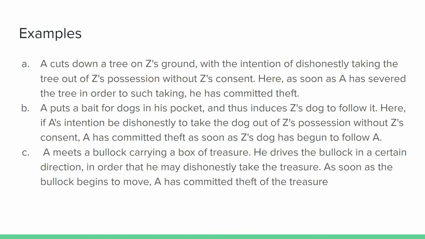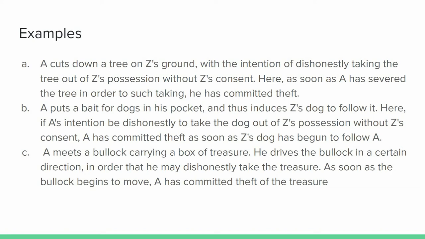Let's come to the second example. A puts a bait for dogs in his pocket. A has put a bait for a dog in his pocket and he has induced Z's dog by putting that bait, or some roti, in order to induce Z's dog to follow A. Here, if A's intention be dishonestly to take the dog out of Z's possession without Z's consent, A has committed theft as soon as Z's dog has begun to follow. As soon as Z's dog has begun to follow A, as the dog has moved from his position, A has committed theft.